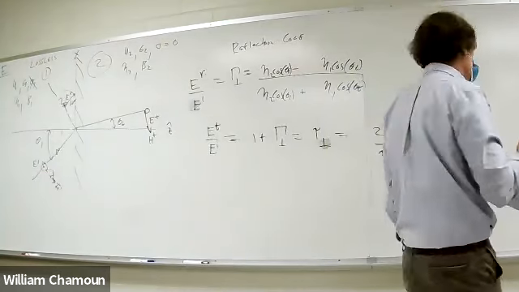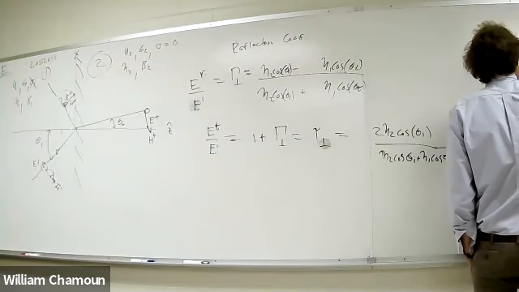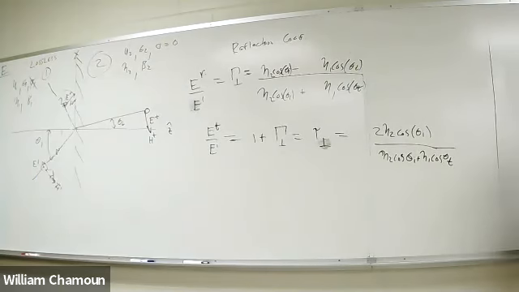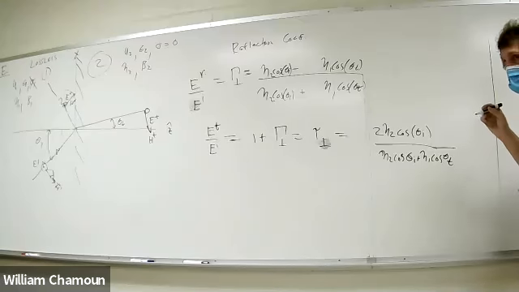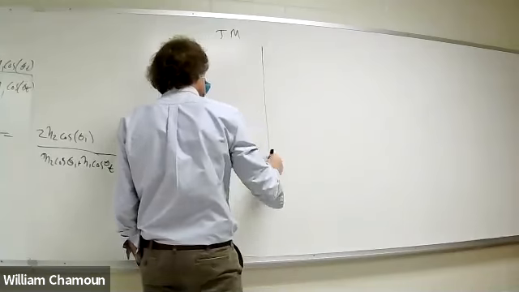Now, if we had parallel polarized, I may do this one. If I do it, the problem is it takes a good 15, 20 minutes to get this up on the board. And the students basically just want to know the equations, but I'll show you. Now we have a TM polarization.